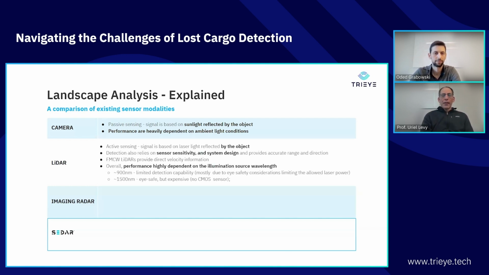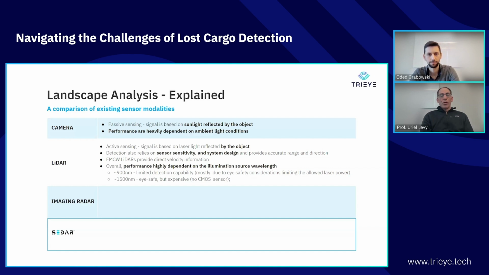Comparing that to a LiDAR, it's a different scenario because LiDAR is an active sensing modality. The signal is based on the laser light, which is reflected by the object. The detection also relies on the sensor sensitivity and on the system design, and it actually provides accurate range and direction. If we are thinking about FMCW LiDARs, they provide, on top of accurate range and direction, also direct velocity information. Generally speaking, the performance is highly dependent on the illumination wavelengths.